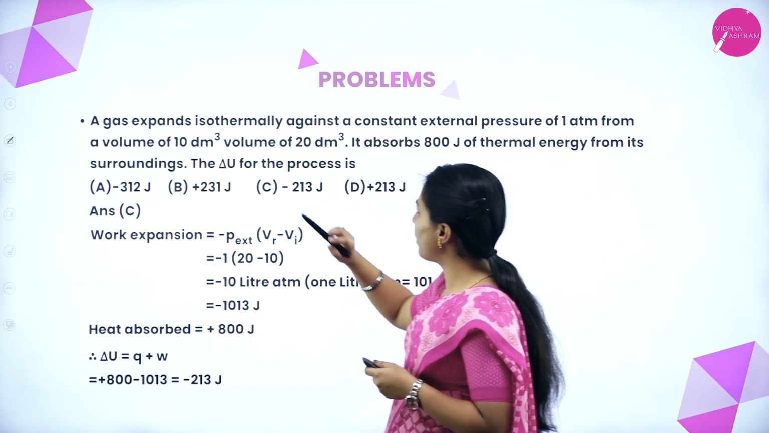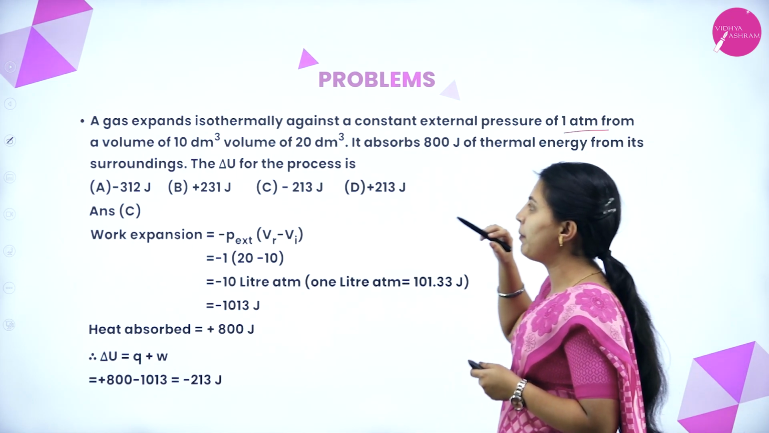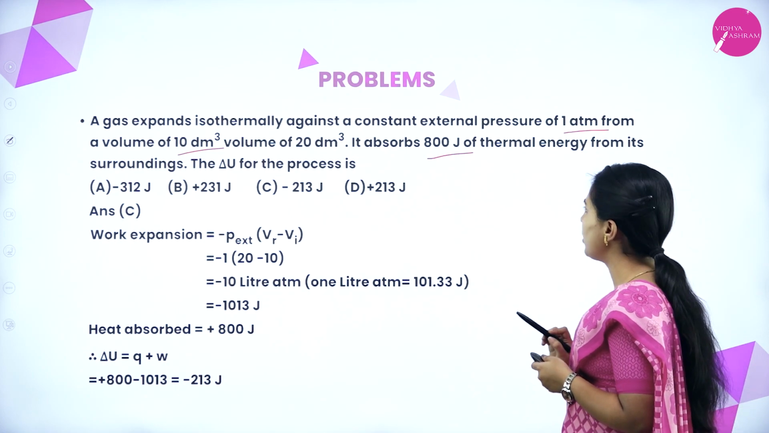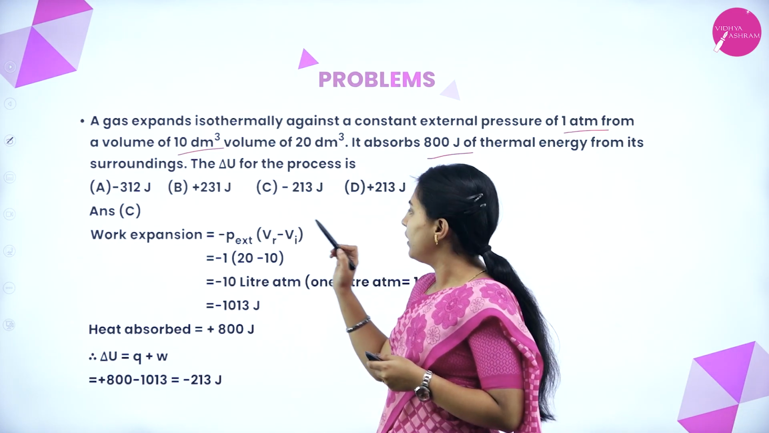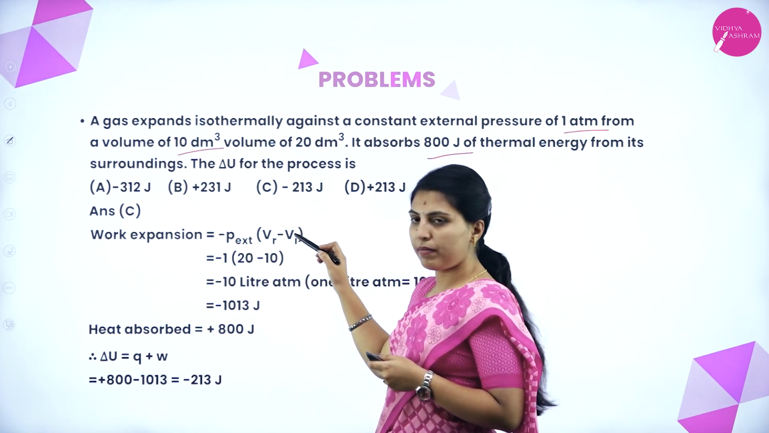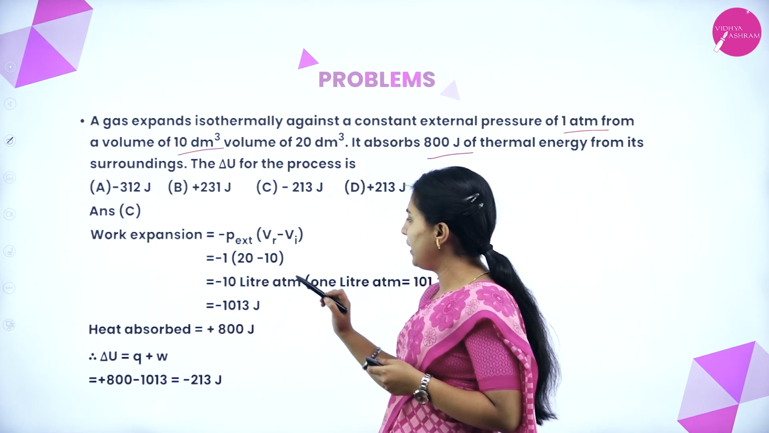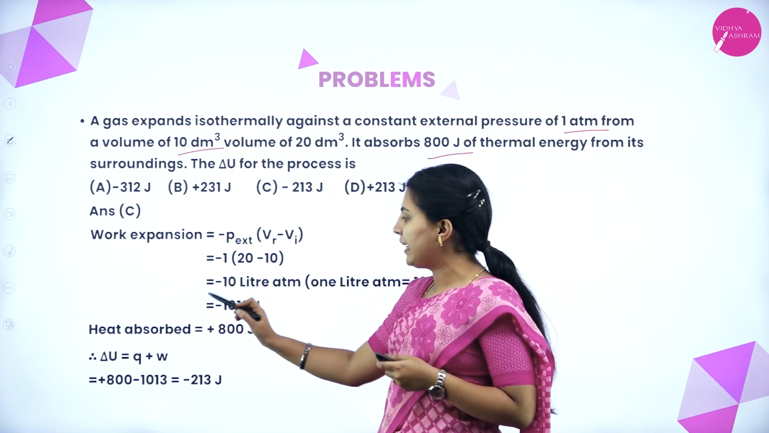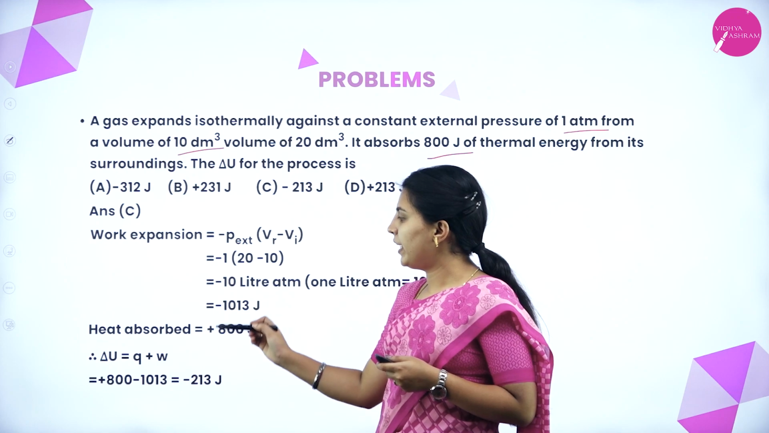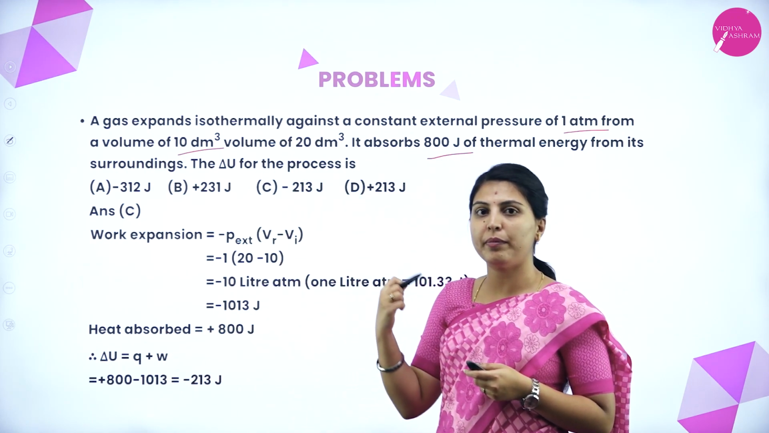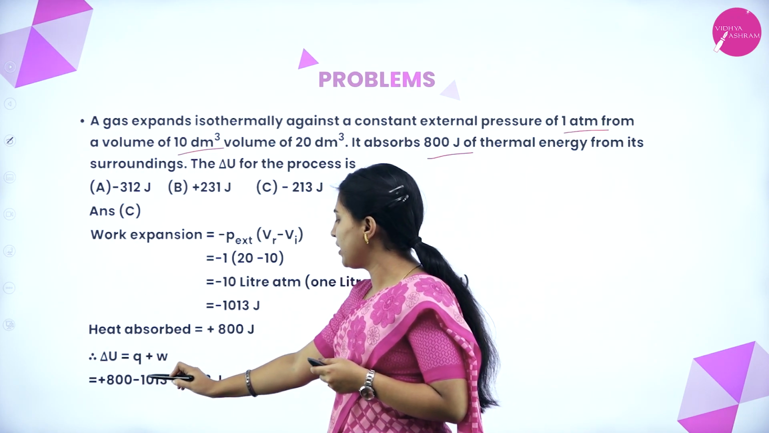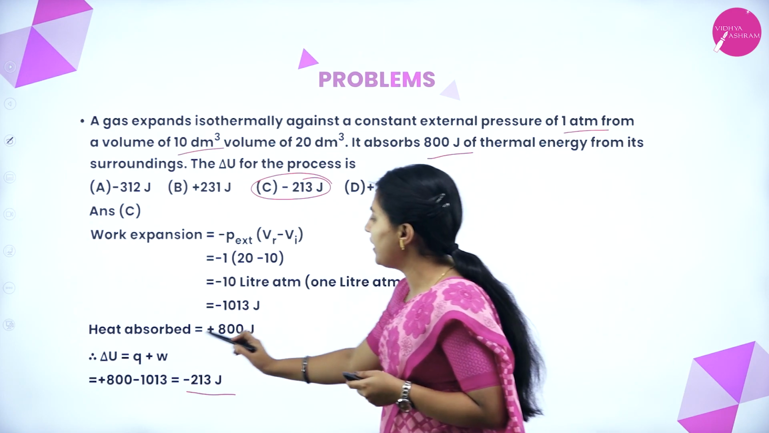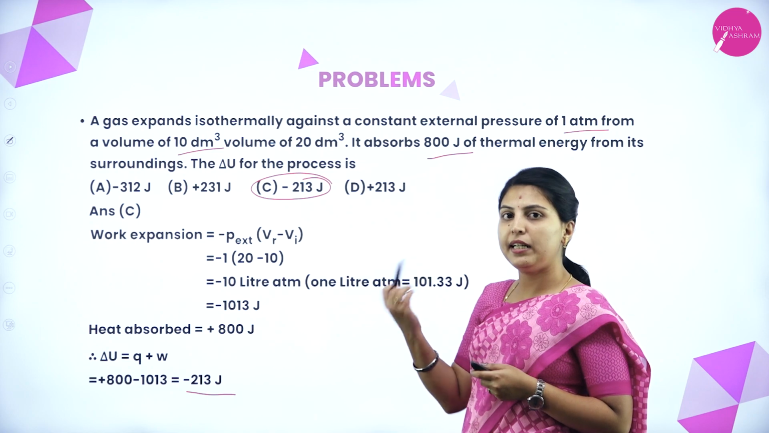Next, a gas expands isothermally against a constant external pressure of 1 atmosphere from a volume of 10 dm cube to 20 dm cube. It absorbs 800 joules of thermal energy from its surroundings. Delta U for the process? It is again work of expansion, minus P external times (V final minus V initial), minus 1 times 10 liter atmosphere. 1 liter atmosphere equals 101.3 joule, so overall minus 1013 joules. Heat absorbed means plus 800 joule. Delta U equals Q plus W, because heat is absorbed by the system, that is why plus 800 minus 1013 equals minus 213 joule, that is answer C. Here the sign conventions we have to remember: heat absorbed means positive, heat liberated means negative.